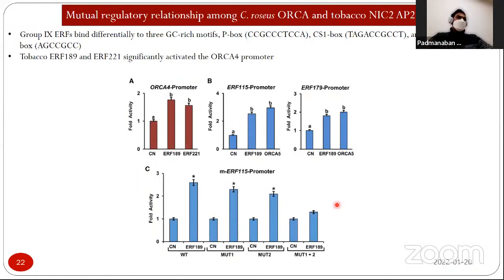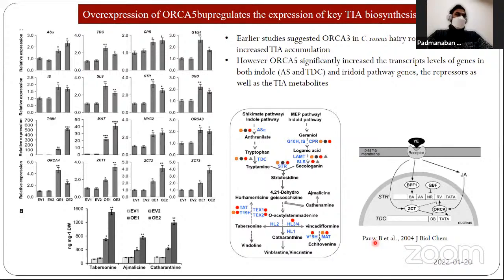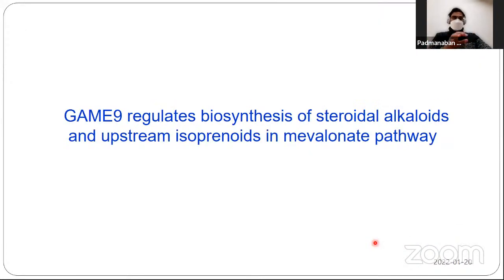So they're checking overexpression analysis as well. Okay, so they bind to the group 9 ERF, that is ARCA. They bind to the P box, CS1 box and GCC-rich box in tobacco as well as in Catharanthus roseus. So this is an example where these promoter regions are bound in the plant. But let's move on to GAME9, which I said is a steroidal alkaloid binding transcription factor, and how this is increasing the isoprenoid production in the mevalonate pathway.